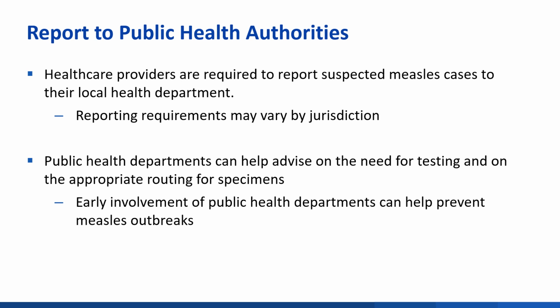And I'll make the case that public health departments can really help early on in a measles investigation for bedside clinicians. So public health departments can help advise on the need for testing, and because most testing is done for RT-PCR through public health laboratories, public health departments can help advise on the appropriate routing for specimens. And early involvement of public health departments can really help prevent measles outbreaks through early contact tracing and early provision of vaccination and other efforts for outbreak mitigation like post-exposure prophylaxis.